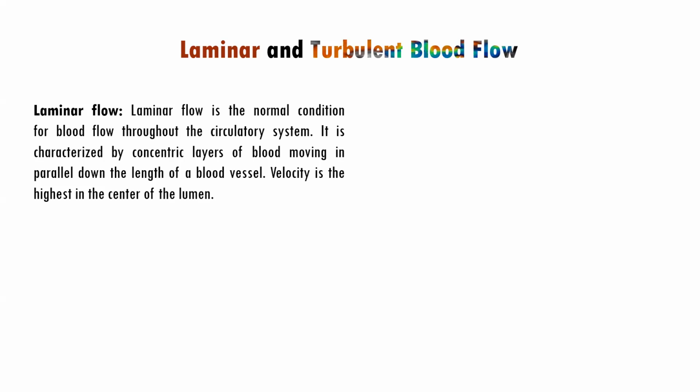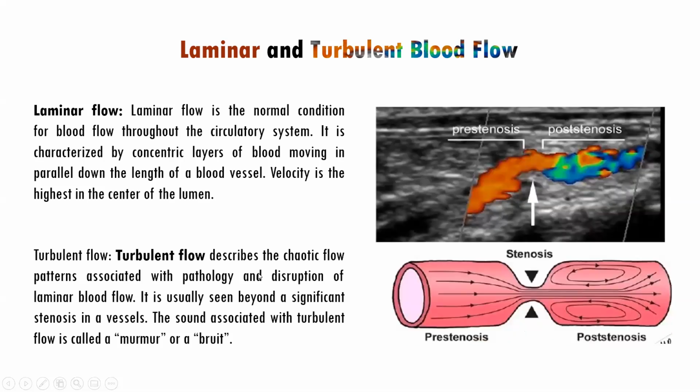Now we will look at turbulent flow. Turbulent flow describes the chaotic flow patterns associated with pathology and disruption of the laminar flow. It is usually seen beyond a significant stenosis in a vessel. The sound associated with turbulent flow is called a murmur or bruit. Turbulent flow you will find spatially just beyond a stenosis.